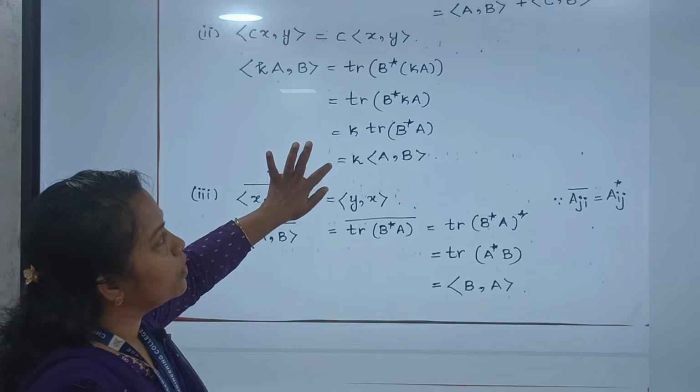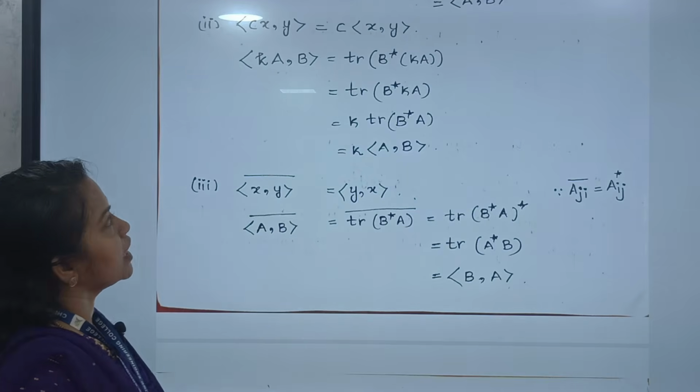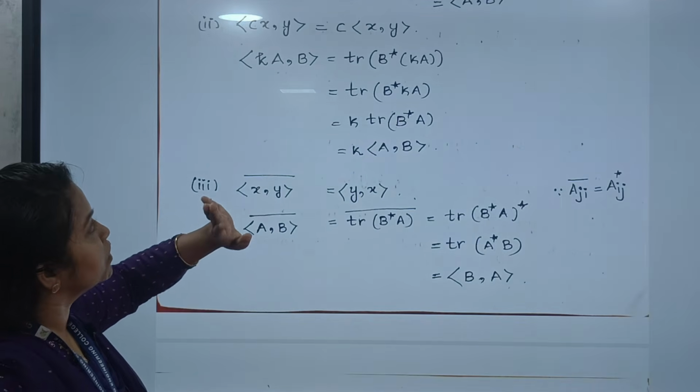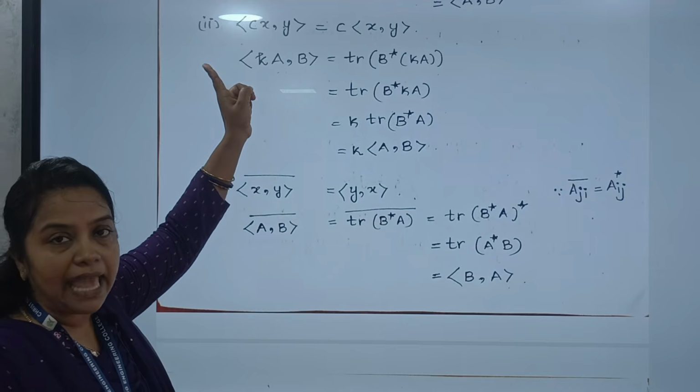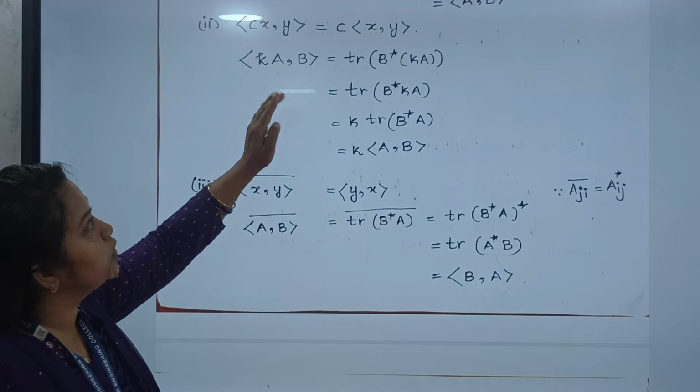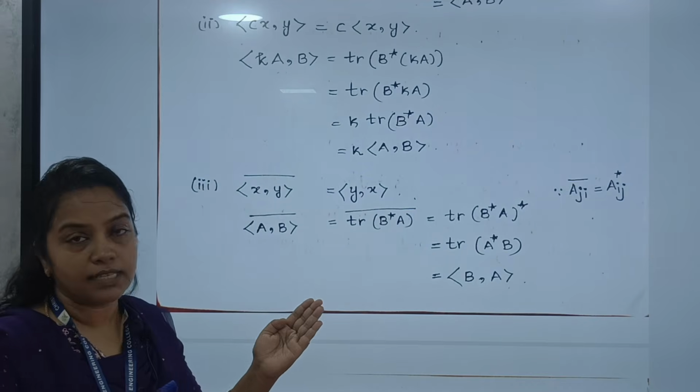So we are moving on to the second result. The definition should be inner product cx comma y, which is equal to c taken outside, because it is a scalar.